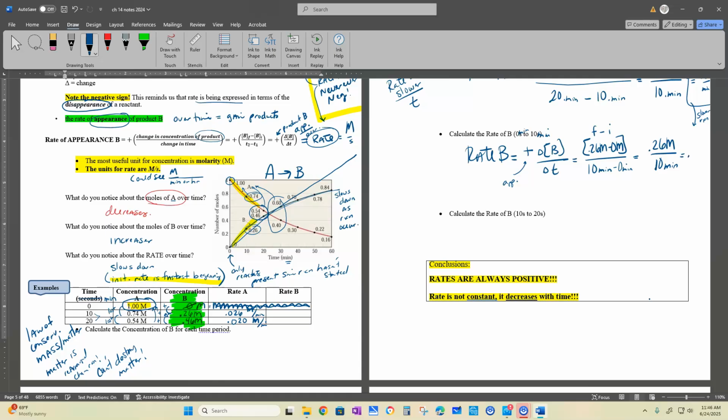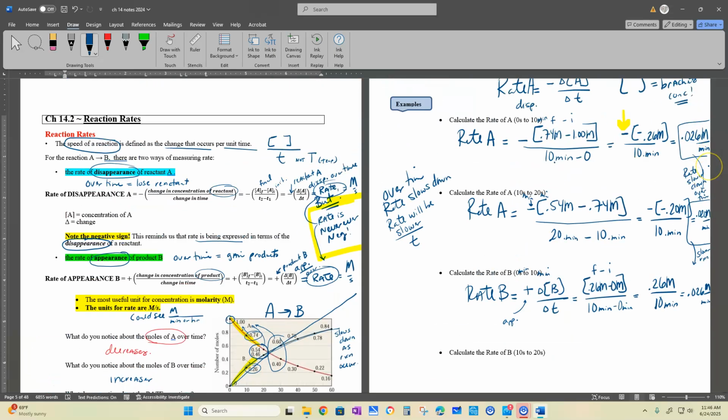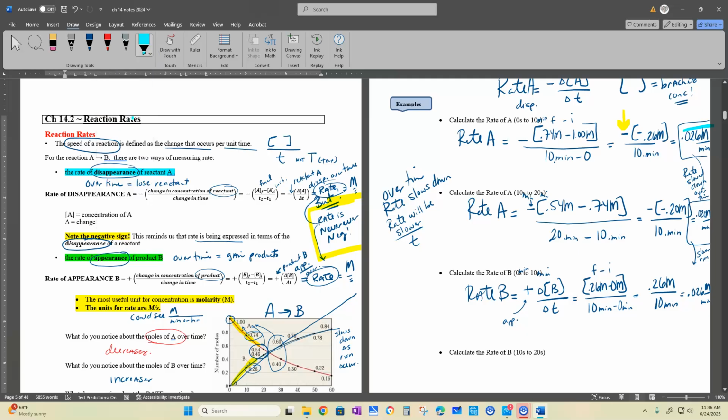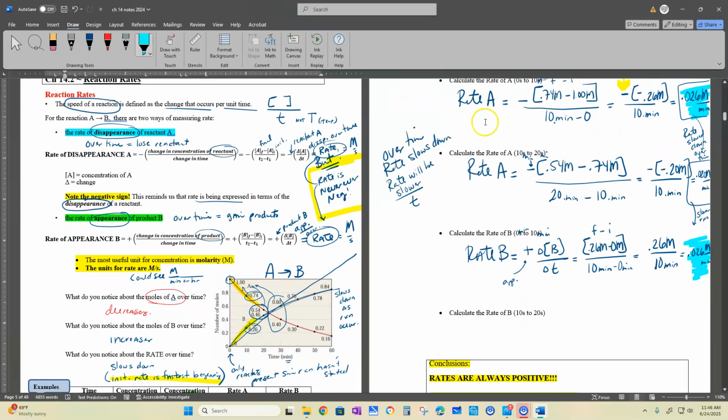And I want you to see something. Look at what we just did for A. Go back up here. Look at that. Let's highlight it in blue. Rate of A, 0 to 10 minutes, disappeared at that rate. Well, rate B appeared at the same rate. So what do we notice about rate? Well, the rate of A is equal to the rate of B over time.